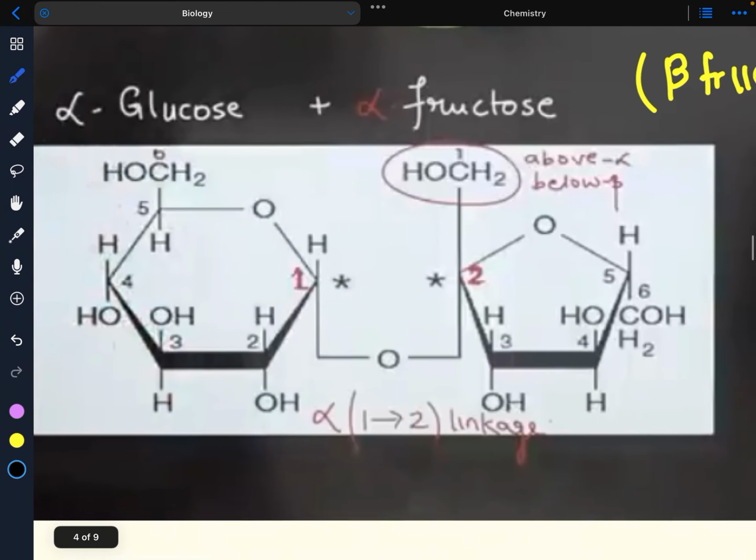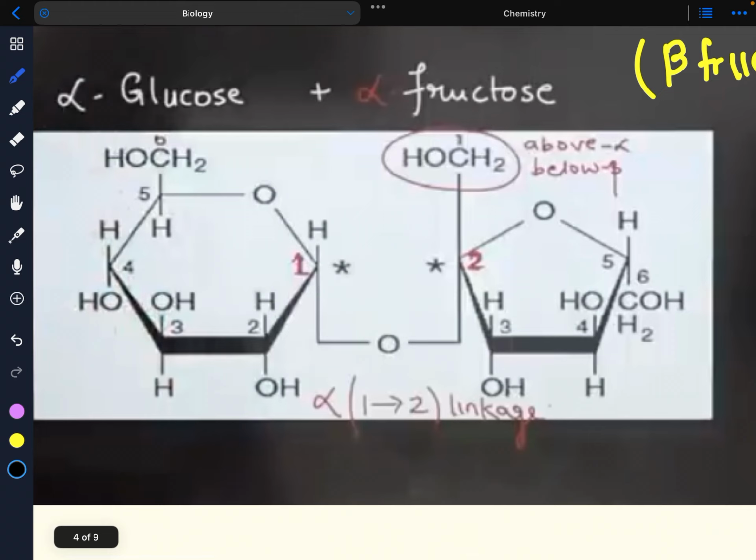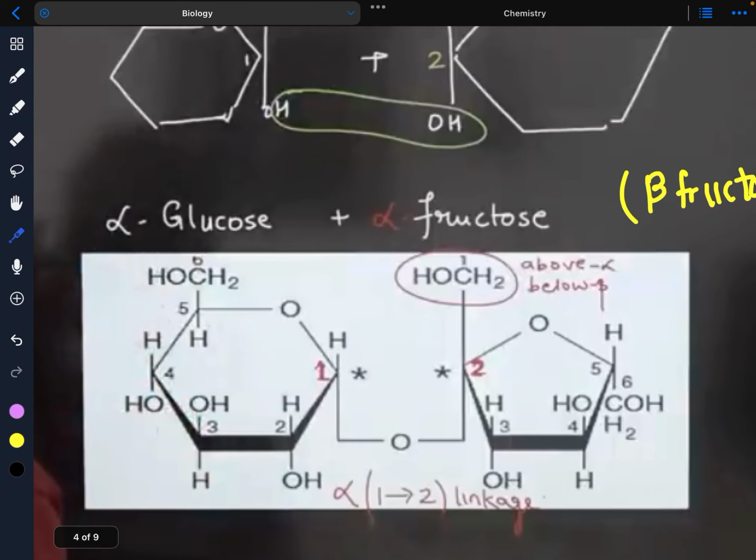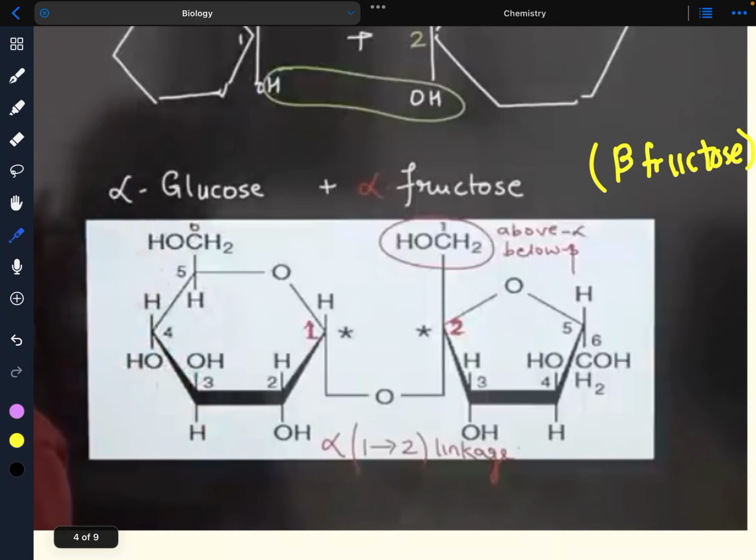but as you can see in this picture, I hope you can see it, the bond here is alpha. Let me just write it here. It's not written. So it's the first carbon, so it will be alpha 1. It's the second carbon, so it will be alpha 1,2 glycosidic linkage. This is a fructose, this is a glucose.